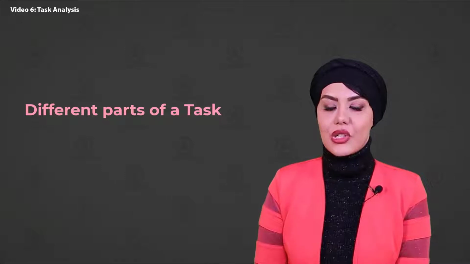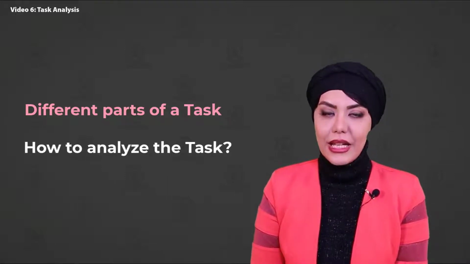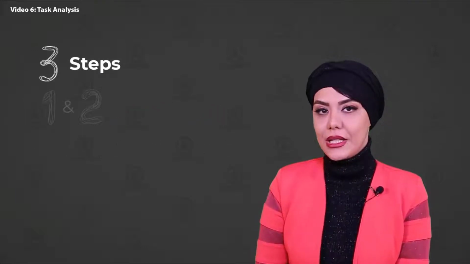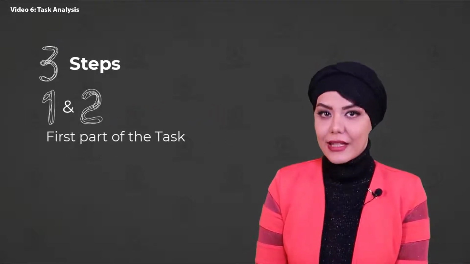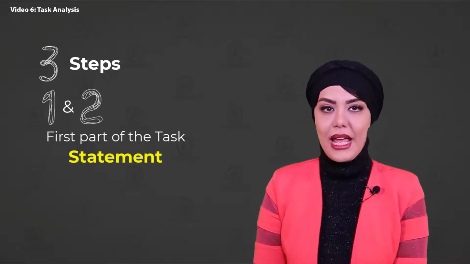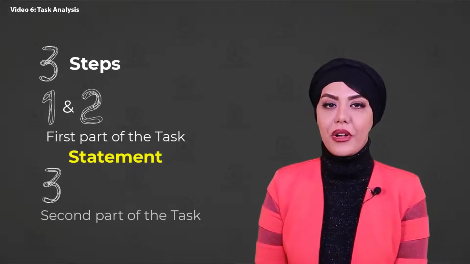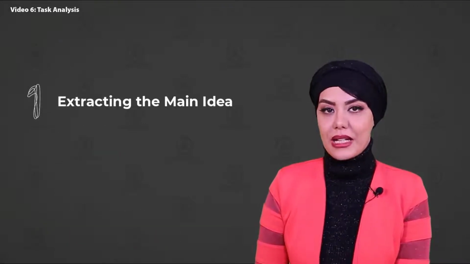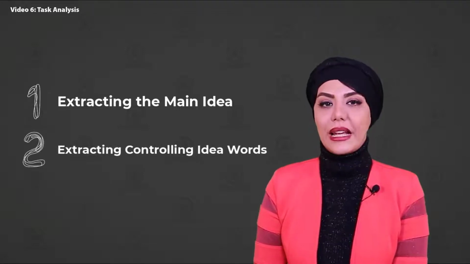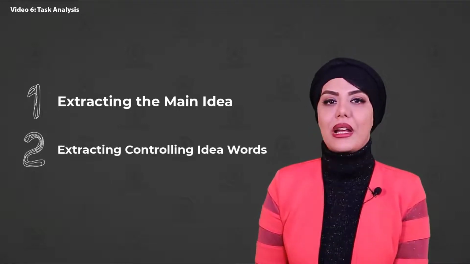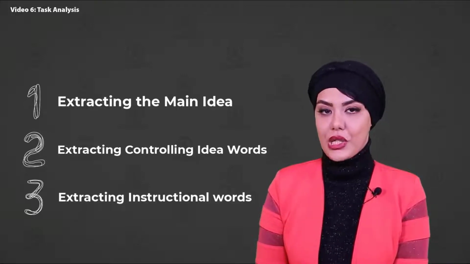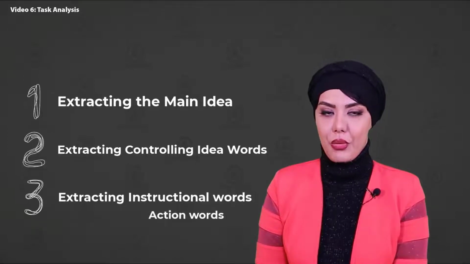Now that you're familiar with different parts of a task, it's time to learn how to analyze a task. In order to analyze a task, we have to do 3 steps. Step 1 and 2 are done in the first part of the task, in the statement section, and the third part is done in the second part of the task, question task. The first step in task analysis is called extracting the main idea. The second step is extracting controlling idea words. The third step is called extracting instructional words or action words.